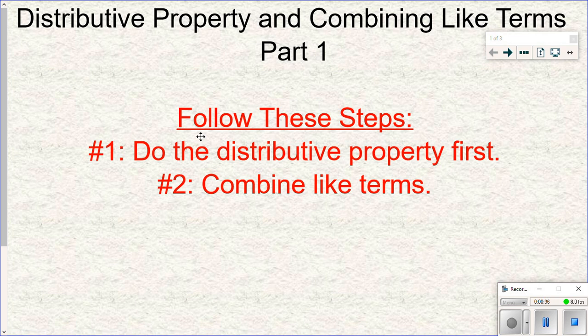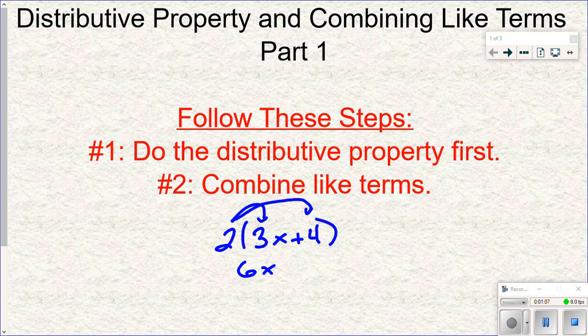So follow these steps. The first step, number one, is to do the distributive property. And so just as a quick review, distributive property is when you have a number next to parentheses, and in the parentheses you have two or more things being added or subtracted together. So this is what it looks like when you have distributive property. And then you would just simply multiply what's inside the parentheses by the value outside the parentheses. So I'd multiply 2 times 3x and get 6x. And I'd multiply 2 times 4 and get 8. So that's the distributive property.